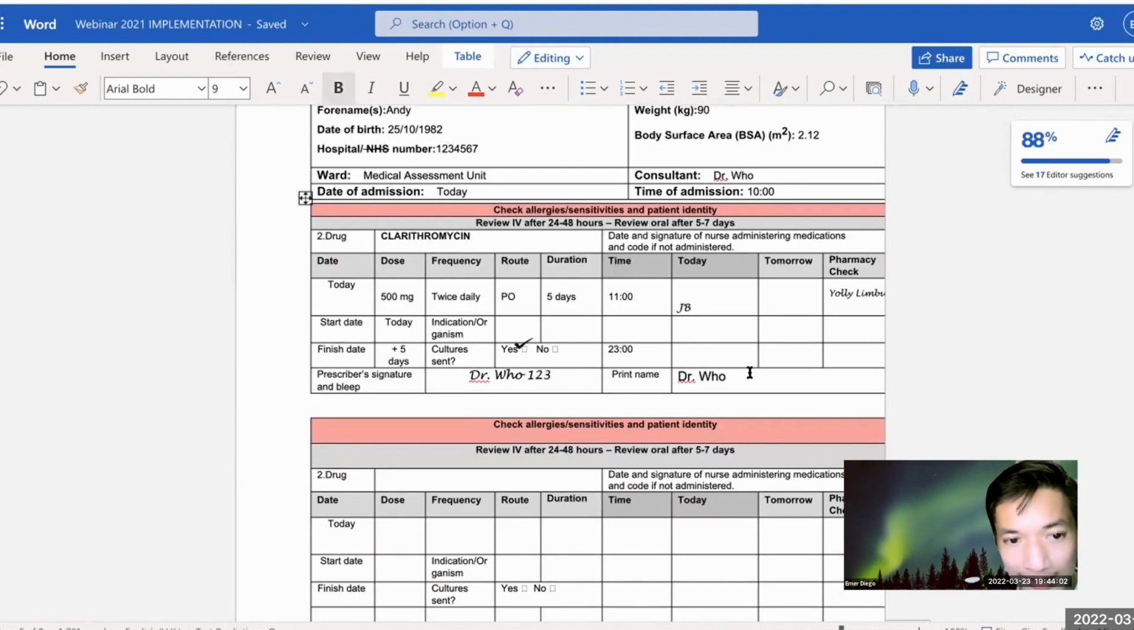The date is today. The dose is 500 milligrams. The frequency is twice daily. The route is per RM. Duration is for 5 days. Start date is today. The finish date is for 5 more days. The culture has been sent, signed by Doctor Who 123. The date is today. It was given by JB at 11 o'clock in the morning.